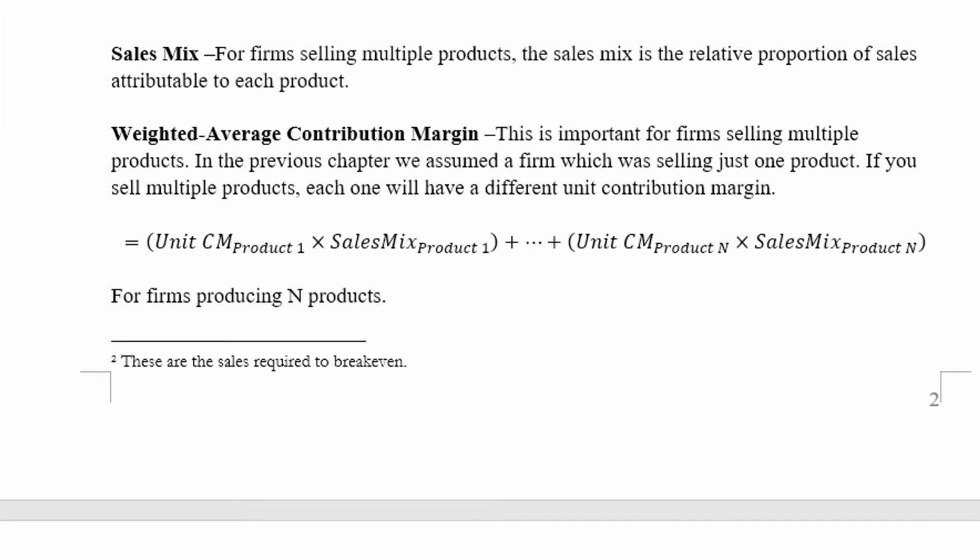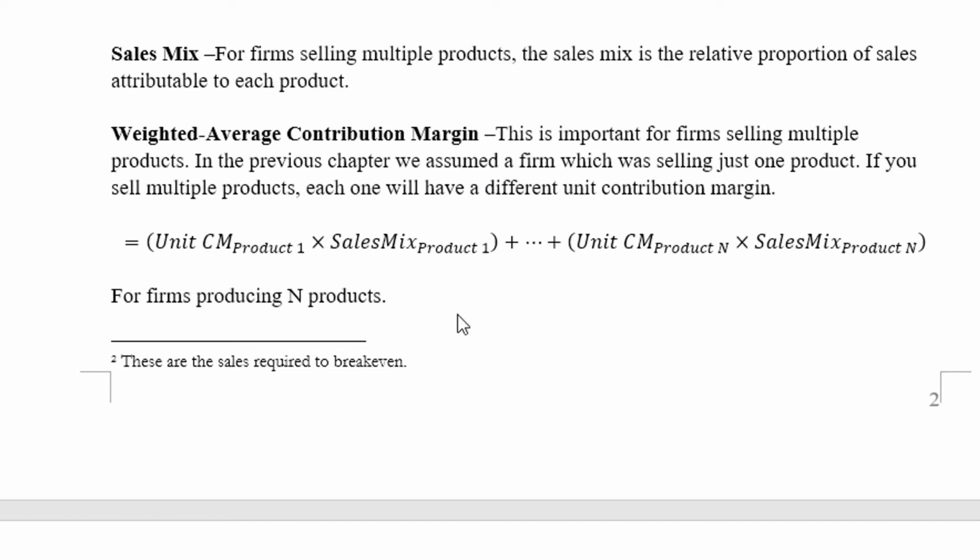Alright guys, so here's what's going on here. You gotta figure out what the company's sales mix is. Your sales mix is the relative proportion of sales coming from each product. So if you sell two products, let's say basketballs and soccer balls, you just have to figure out what percentage of your sales come from one versus the other.